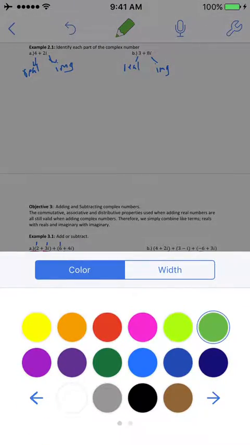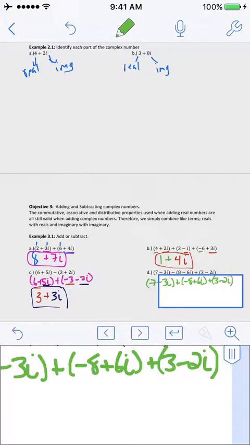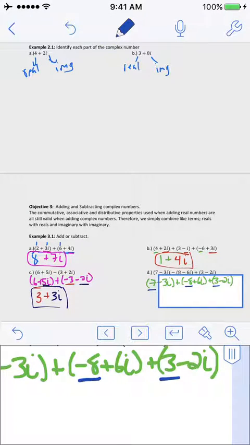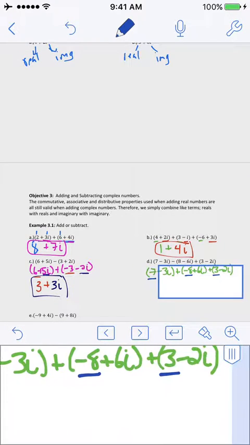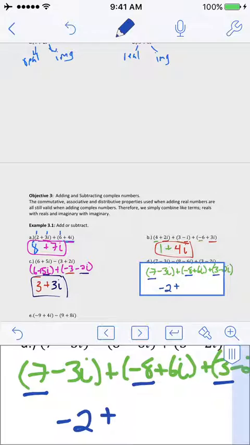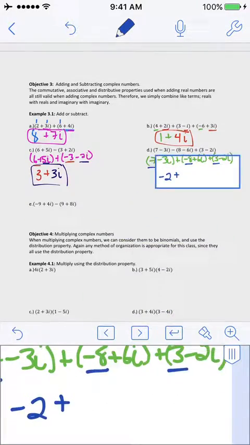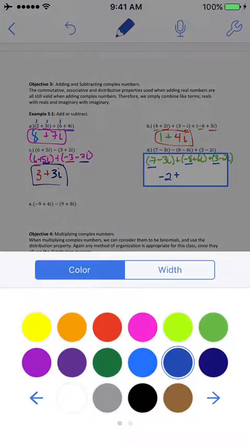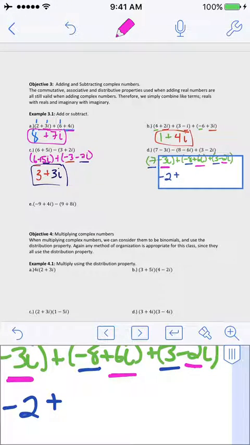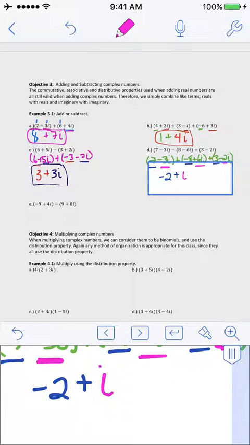Now, there we go. I can add reals, 7, negative 8, and 3. That becomes negative 1 plus 3 is negative 2, plus the imaginary parts, negative 3 plus 6 is 3, minus 2 is 1, so 1i.